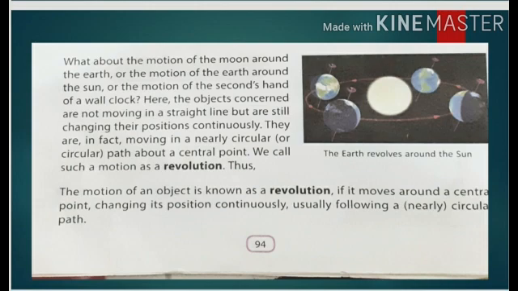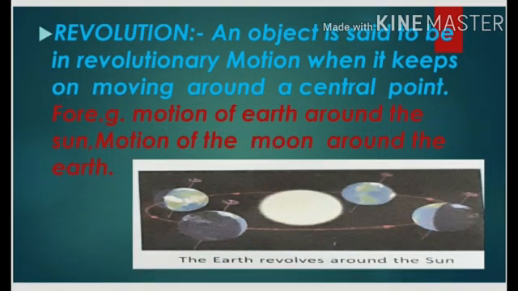So now let's grab the appropriate definition of revolutionary motion. An object is said to be in revolutionary motion when it keeps on moving around a central point. For example, motion of earth around the sun and motion of the moon around the earth. Both these types of motion come in the category of revolutionary motion. Are you ready for the next category?